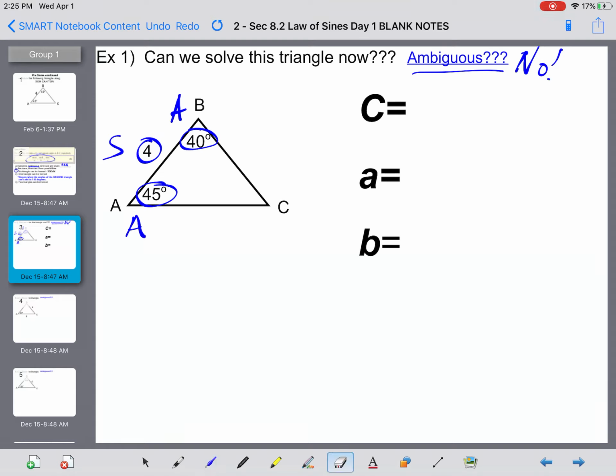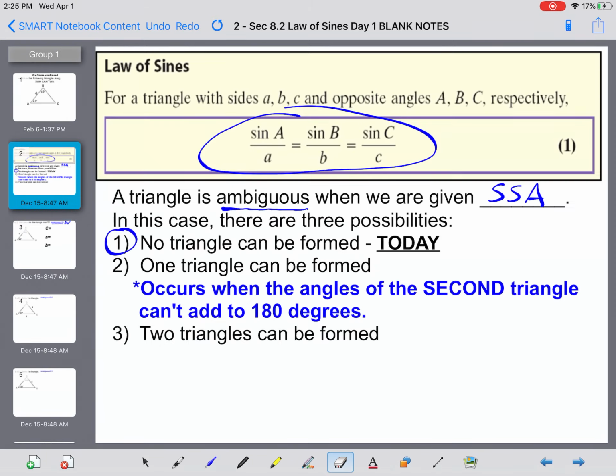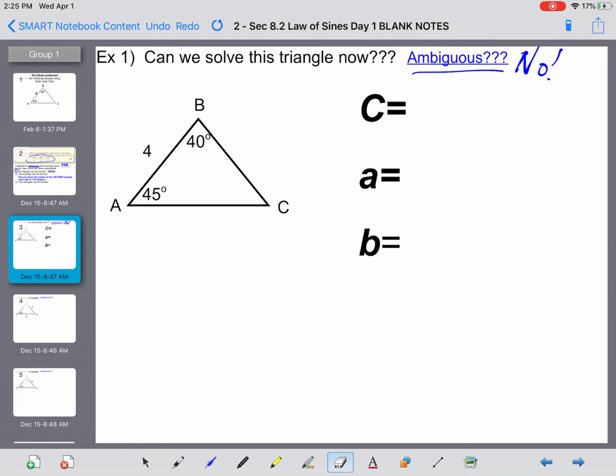If something's not ambiguous, I'm going to have one triangle and one triangle only. I know that's going to happen. It's not vague. It's not tricky. It's going to be one triangle. All ambiguous means is that you might have one triangle, two triangles, or no triangles. Today we'll only see when none happens. Next time we'll see what it looks like when you're given SSA and only one triangle works or two triangles work. So it's not ambiguous. Here's how law of sines works.